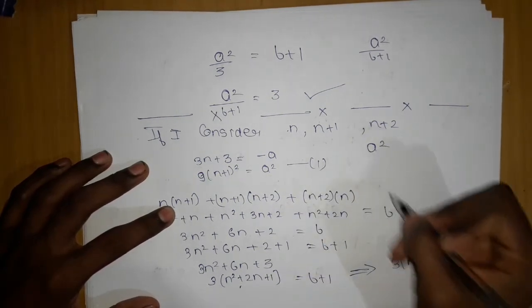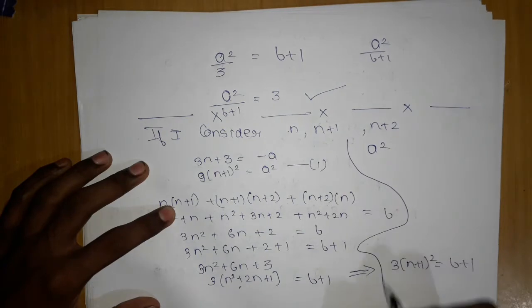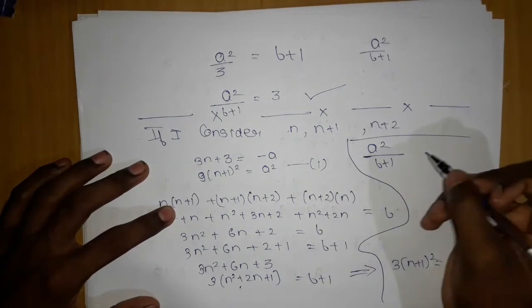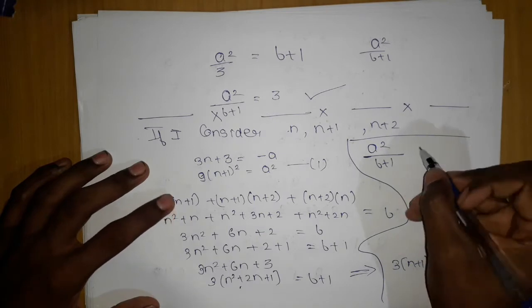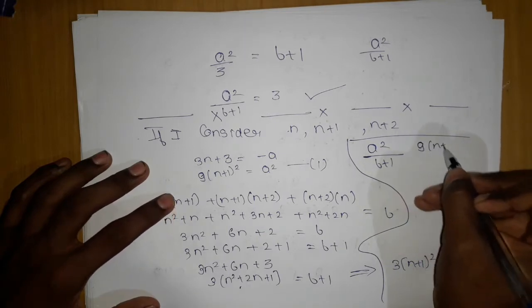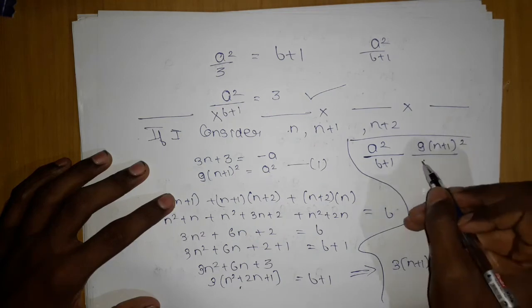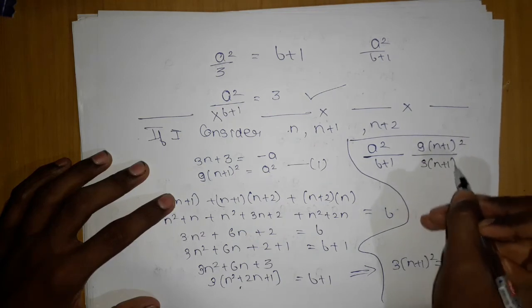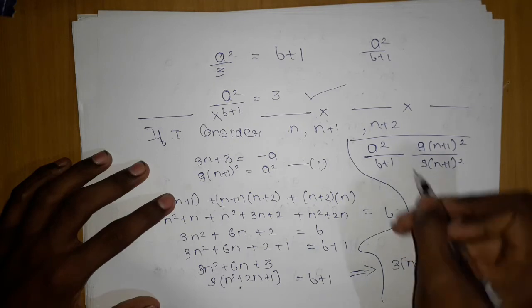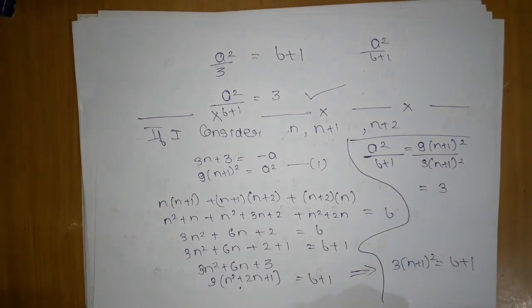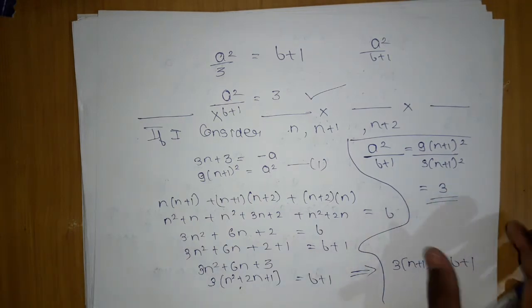Now if I divide this and this, what do I get? A square upon b plus 1, and a square is 9 into n plus 1 the whole square, and this is 3 into n plus 1 the whole square. These two will nullify, giving me the final answer as 3. So from here also we got the same answer. Now let's move on further with the next question.